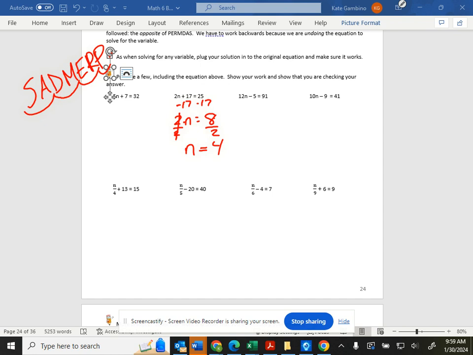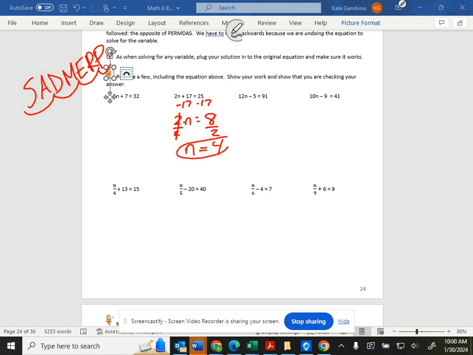What big thing should we do to make sure that we're doing our equations right? What should we do after we've solved it? How do I check my answer, Connor? How should I check it, Hannah Mae? The opposite operation.